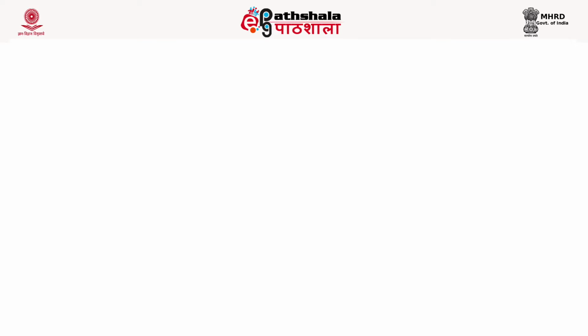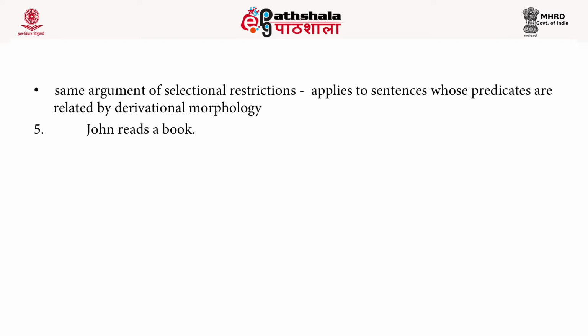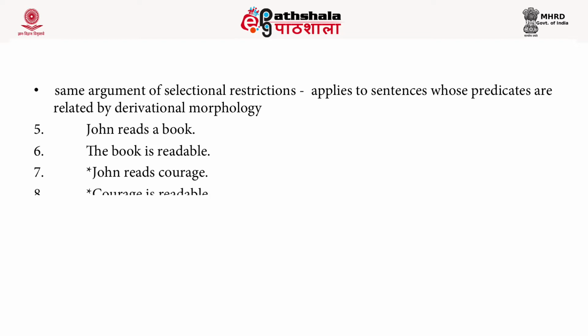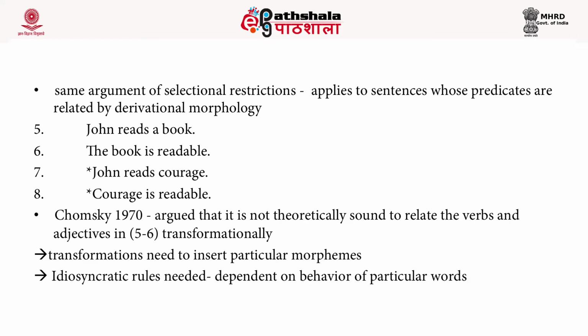The same argument of selectional restrictions can also be applied to sentences whose predicates are related by derivational morphology. To see this, look at sentences 5 and 6. Sentence 5, John reads a book. Sentence 6, this book is readable. Reads changes to readable by adding the derivational affix able to it, and thus there is a relation between these two predicates.